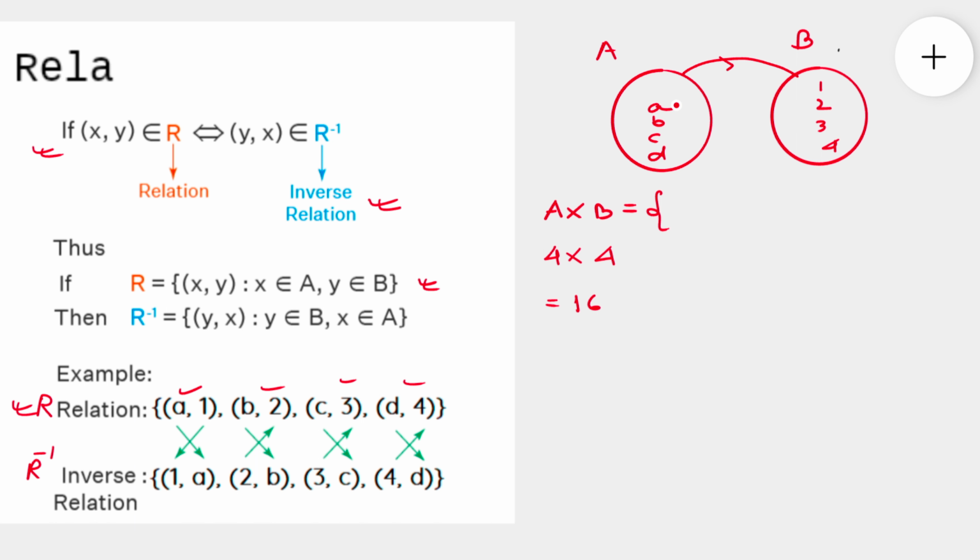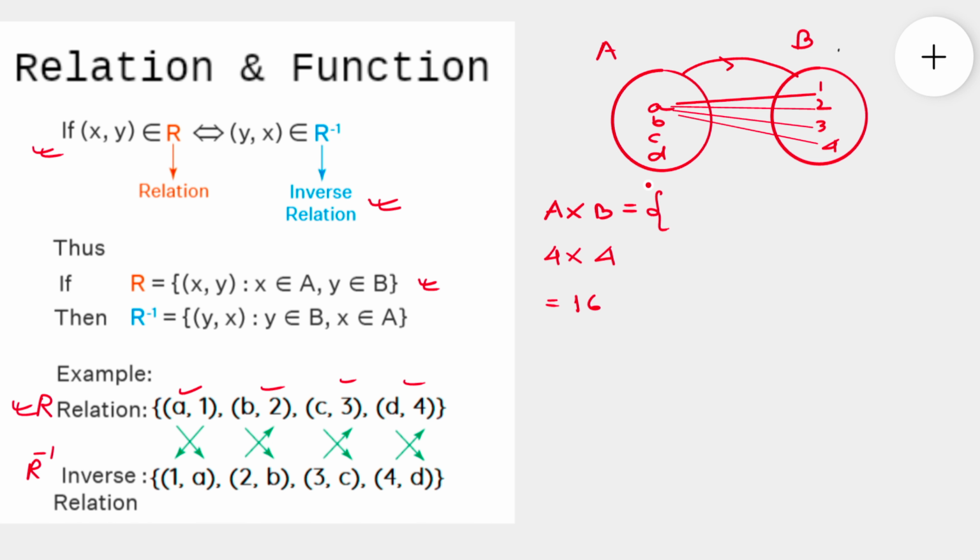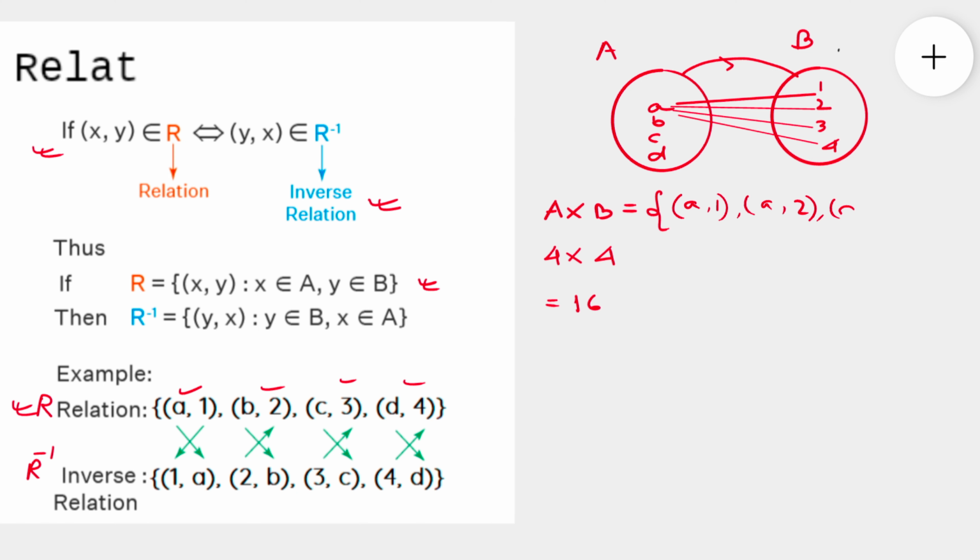So A will be mapped with 1, similarly A will be mapped with 2, A will be mapped with 3 and A will be mapped with 4. All right, in this way we will get the first 4 ordered pairs: A, 1, A, 2, A, 3 and A, 4. Now this is my first 4 ordered pairs, and similarly if you map the remaining elements of set A with B, you will get the remaining 12 ordered pairs, which I'm not going to write as of now because you have already got the gist of this.